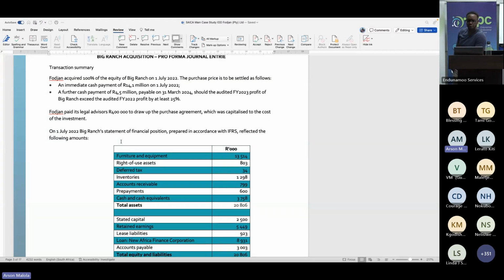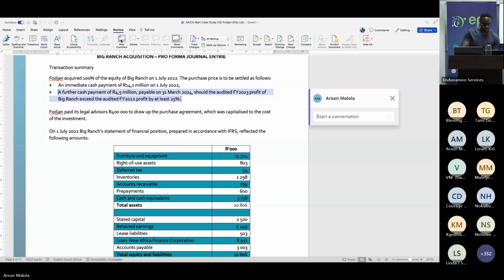A further cash payment of 4.5 million payable on 31 March 2024 should the audited results of Big Ranch exceed FY22 by at least 25%. What are we thinking there? I hear some mumbles in the chat. I'm going to deal with your question, Katie, shortly. Can I hear the chat answer to my question? What are we thinking here?